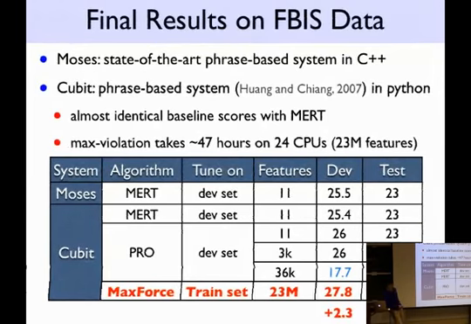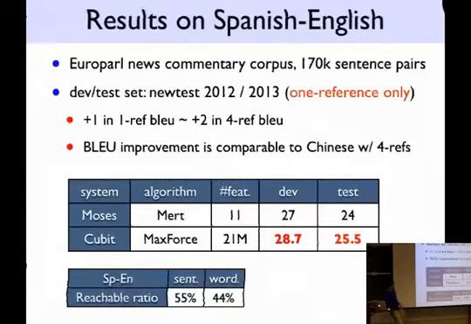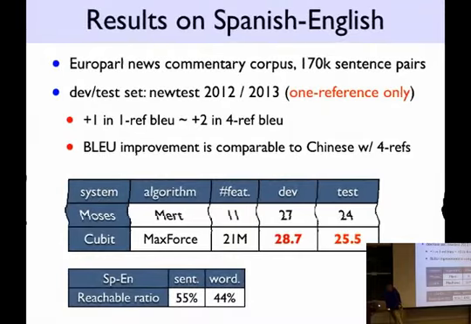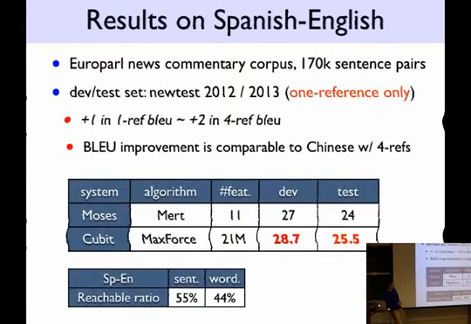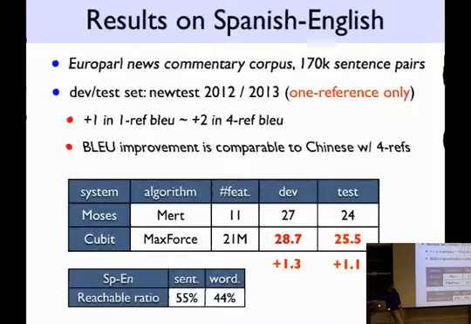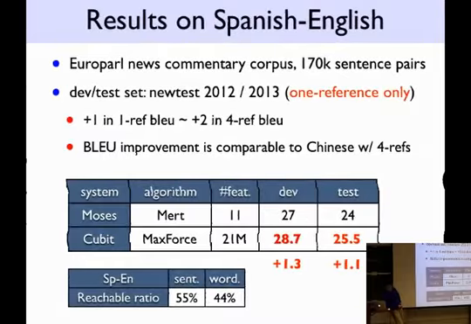So that's Chinese. And for Spanish, roughly speaking, the same story. You have both MERT and max force, and you have again 20 million features. Here we only use one reference because the WMT Europarl data only comes with one reference. Roughly speaking, we have 1.3 improvement and 1.1. There's also another digit here which is not showing up in this version of the software, but the difference is 1.3 and 1.1, in one reference.